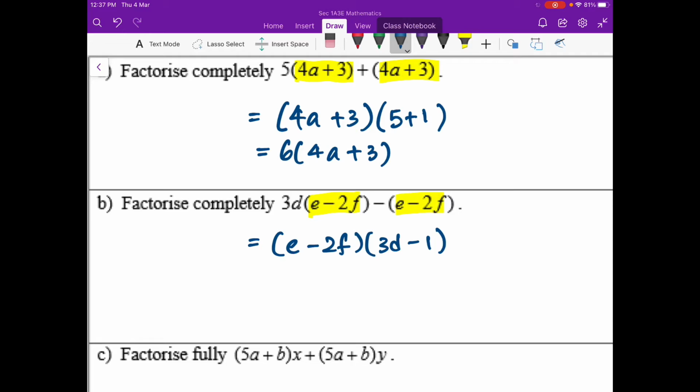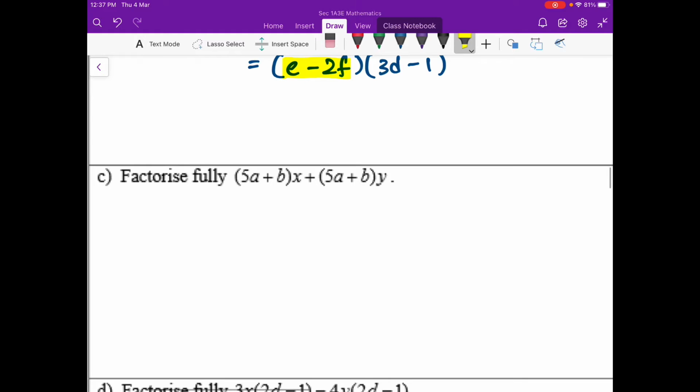Back to the original question, I've got originally 3d of the highlighted part. I don't know what d is, but it's just a number. I've got 3d of them, and then I take away 1 of it. So remaining will be 3d minus 1 of the highlighted part. Okay, when I say the highlighted part, I'm referring to the common factor.